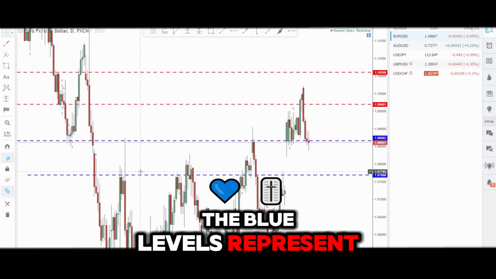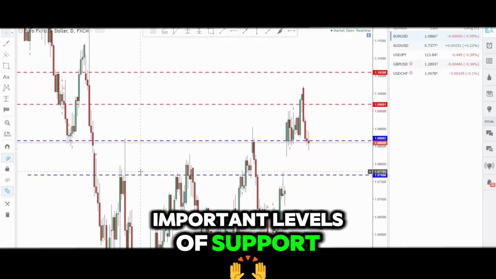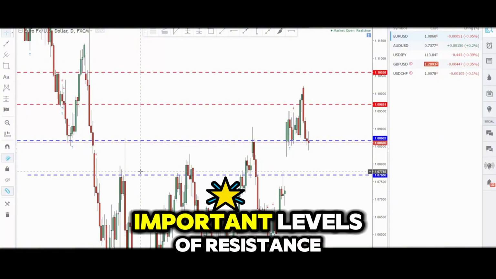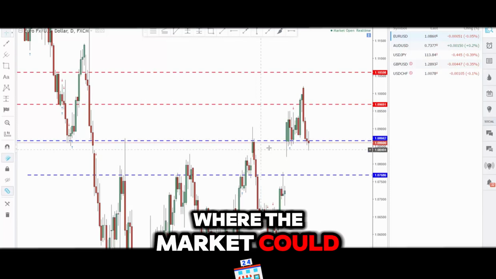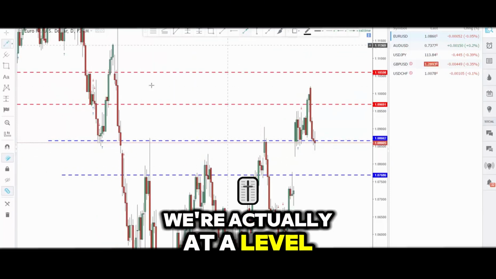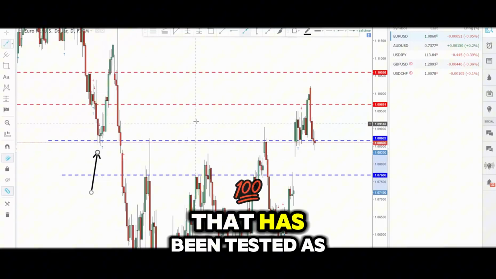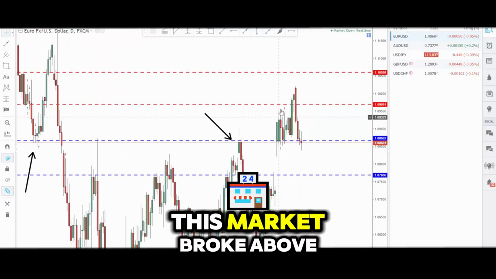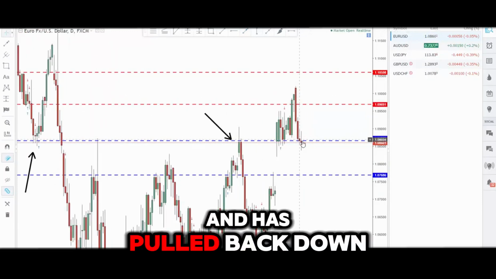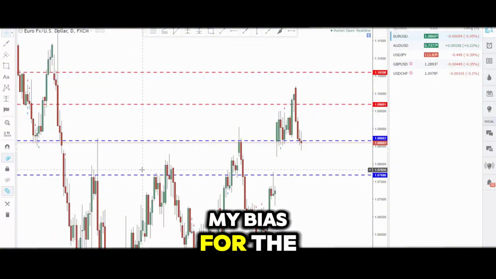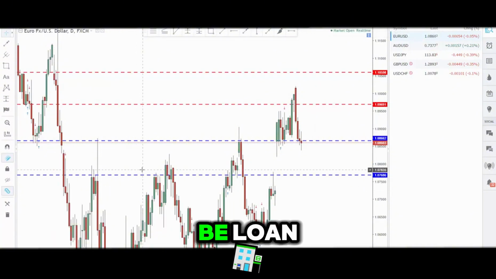The blue levels represent important levels of support where the market could see a bounce, and the red levels indicate important levels of resistance where the market could be pushed down from. As you can see here on this chart, we're actually at a level of support that has been tested as support here and as resistance here, and now this market broke above that level and has pulled back down into it. So with this being the case, my bias for the euro-dollar is going to be long.